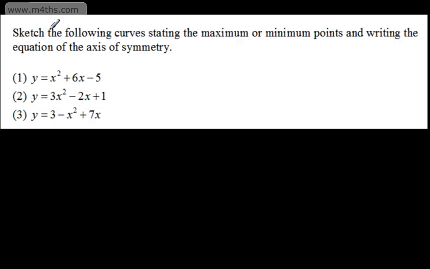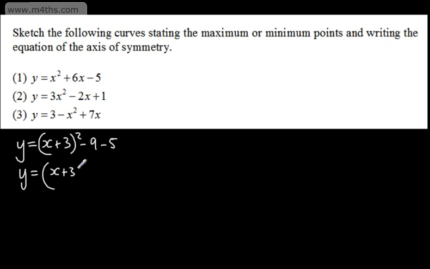Okay, we're asked to sketch the following curve, stating the maximum or minimum points and writing the equation of the axis of symmetry. So let's look at the first one. So let's go ahead and do this. Y is going to be equal to x plus 3. So I've taken half the coefficient, I'm going to square that, I'm going to subtract away 3 squared, and then I'm going to subtract away the existing 5. So we can write this now as y is equal to x plus 3 all squared, and then we're going to have minus 14. So that's what I have.